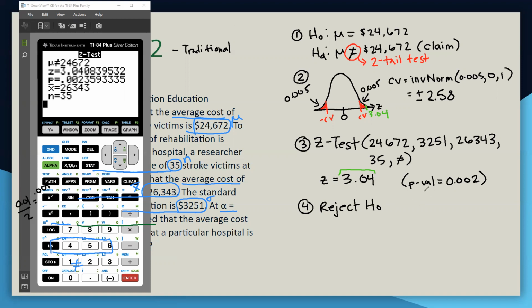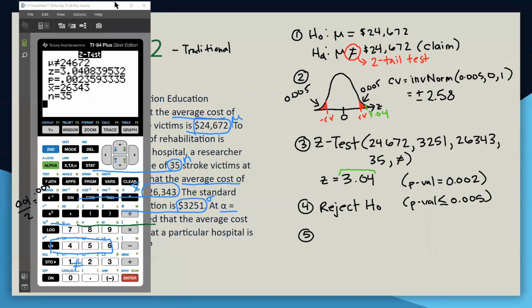I also know this with the p-value method because I know that my p-value, which is 0.002, is less than or equal to that 0.005 that I have in that tail. And that's what we're comparing our p-value to. So both the traditional method and the p-value method give you the same result. We should reject the null. And just like our last problem, we're rejecting the null, and the alternative is the claim.